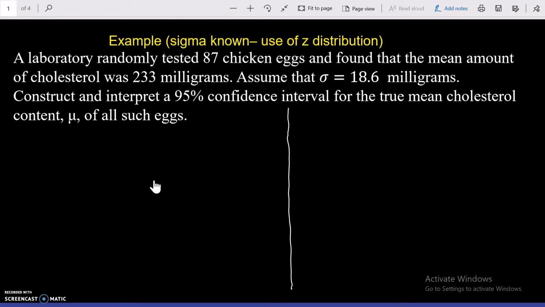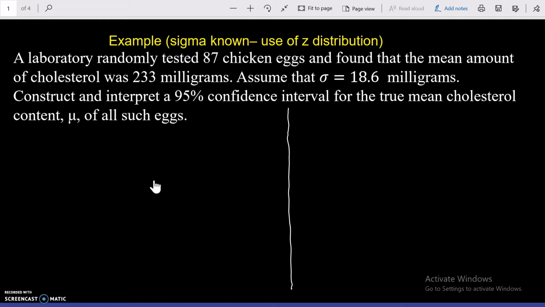A laboratory randomly tested 87 chicken eggs and found that the mean amount of cholesterol was 233 milligrams. Assume that sigma, which is the population standard deviation, is 18.6 milligrams. Construct and interpret a 95% confidence interval for the true mean cholesterol content mu of all such eggs.